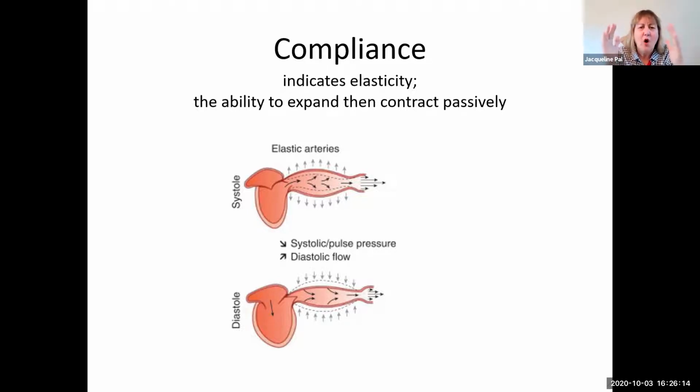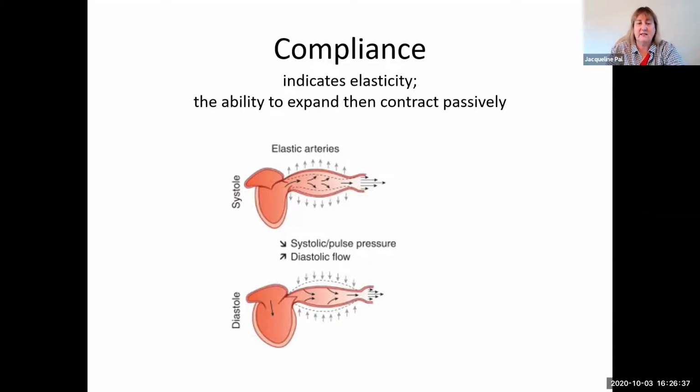And then once the ventricle is finished with systole and is in diastole, if we kept that blood vessel big, well, then there wouldn't be any pressure on the blood vessel walls to have blood continue flowing. So during diastole, the elastic blood vessel has to narrow its lumen so that we have an increase of flow during diastole.